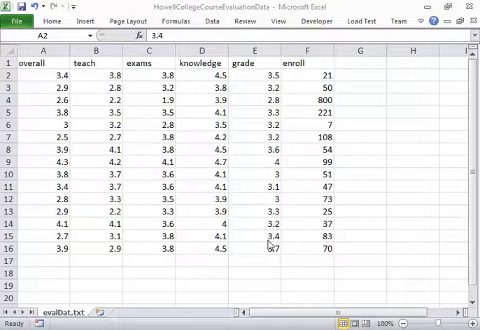Now, there's a number of ways to do this. We could just do it as a series of individual regressions. Regress each one of these, teaching, exams, knowledge, grade, and enrollment, to the overall directly without doing a multivariate regression. Or we could do it all as one and see how it goes. Let's try it as a multivariate regression.